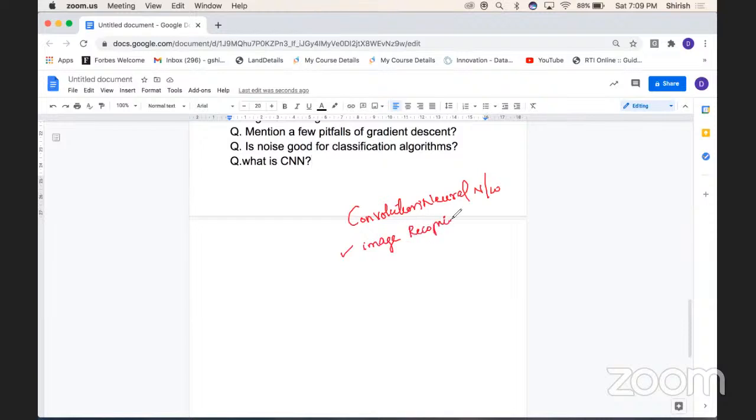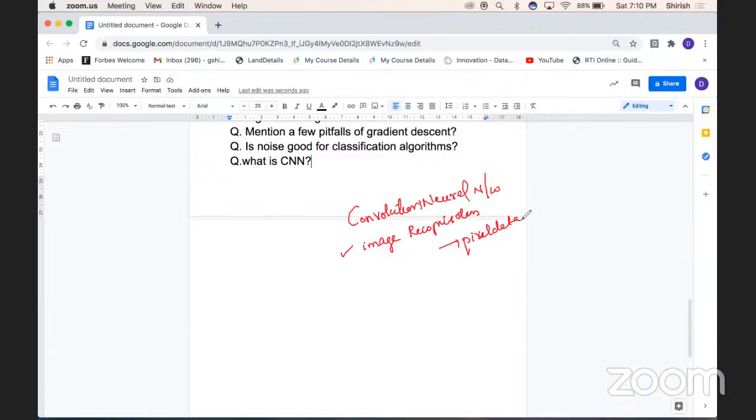So we know that it is used mostly, we have the applications in image recognition and processing, that is specifically designed to process pixel data, right? So CNN is a class of deep neural nets, and it is applied to analyze visual, like some image kind. So here it uses a variation of multi-layer perceptrons, and they are designed to require minimal pre-processing.